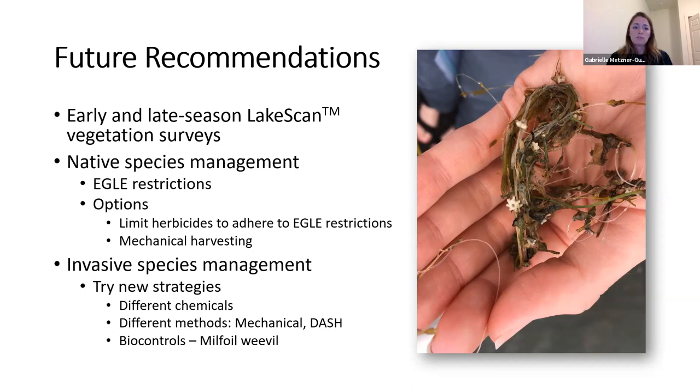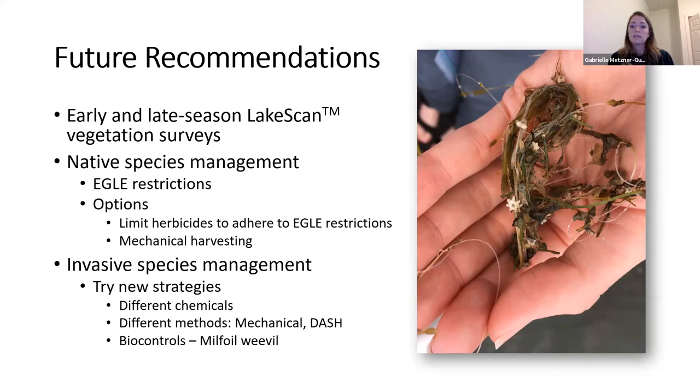The other thing that we noticed is that the aquatic native plants, such as sago pondweed and variable pondweed, tend to create recreational nuisances, especially throughout the middle portion of the lake, and they inhibit safe recreation.